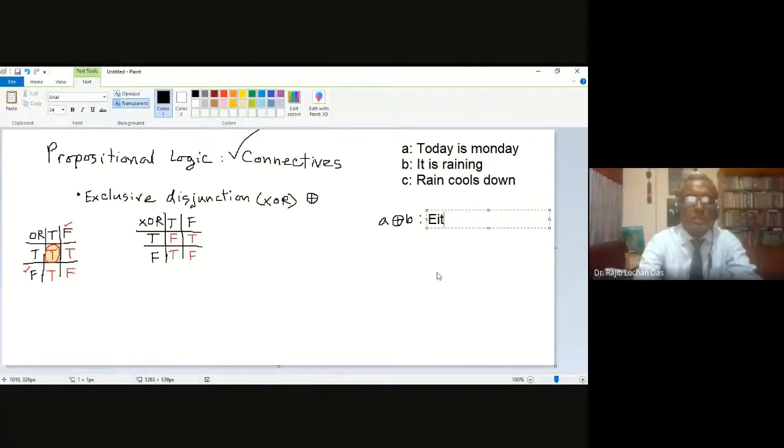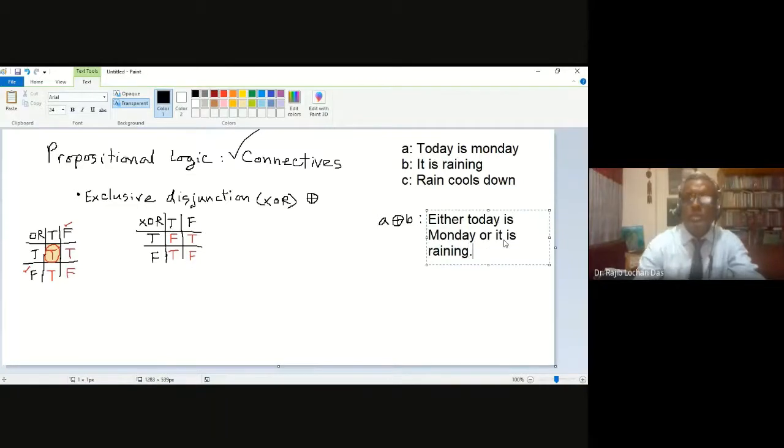Who said either? Sheikh Adif. Okay, so it is correct. Actually, you will write with either-or. So in this case, we will write either today is Monday or it is raining.